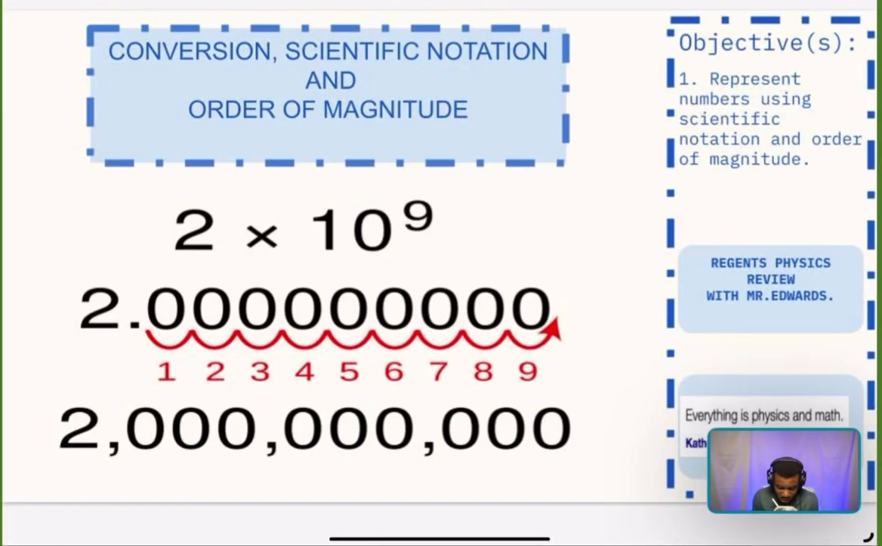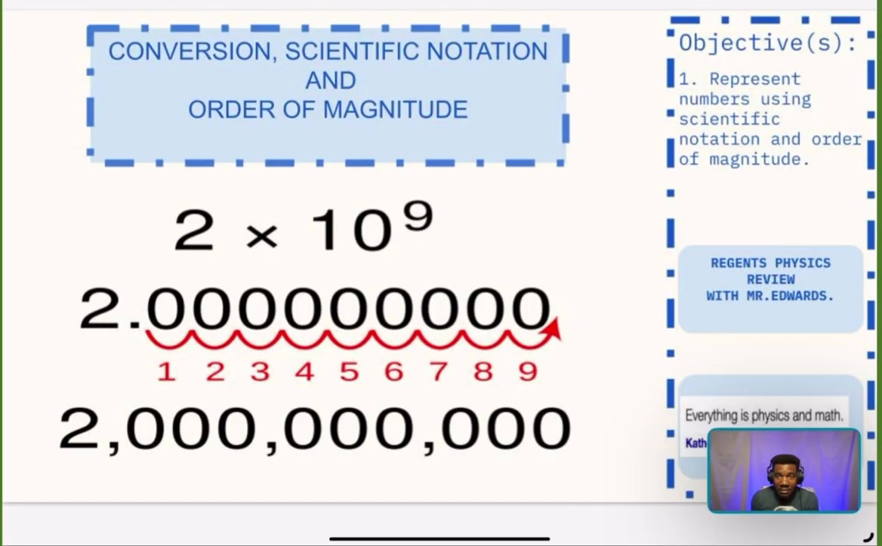We are going to review for today: conversion, scientific notation, and order of magnitude. Now, these topics you will not usually see on their own on some exams. They are usually part of another topic in which you might be given something and then asked to convert your answer to standard form, or should I say scientific notation.